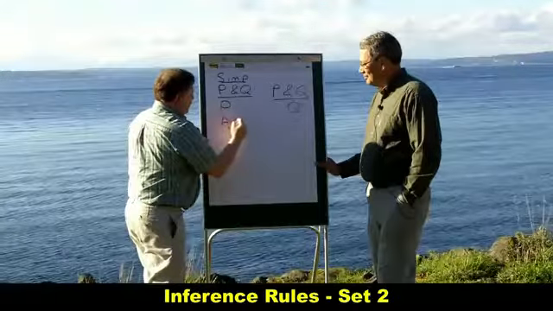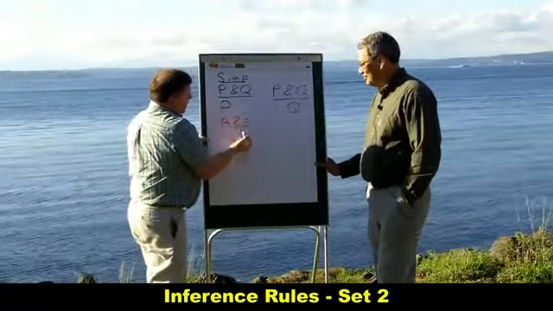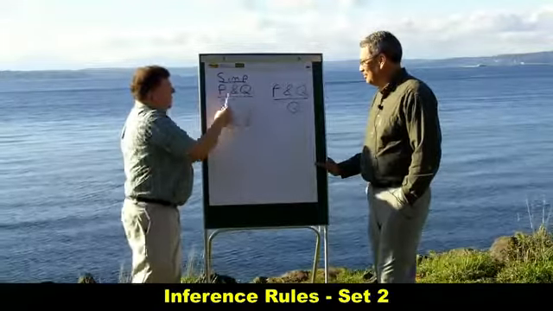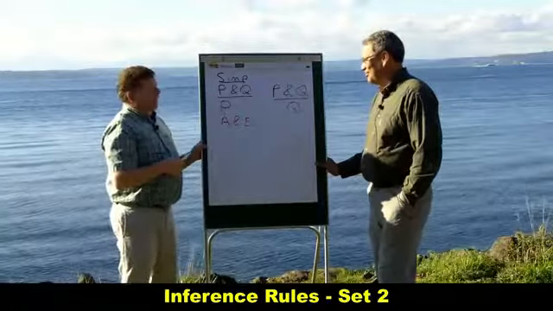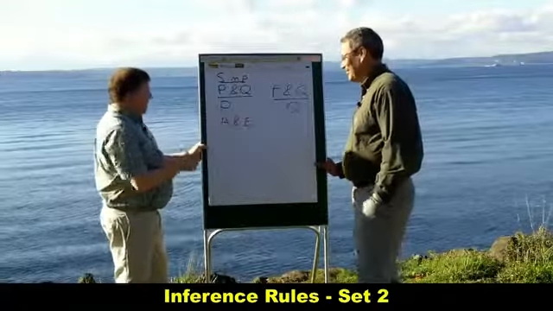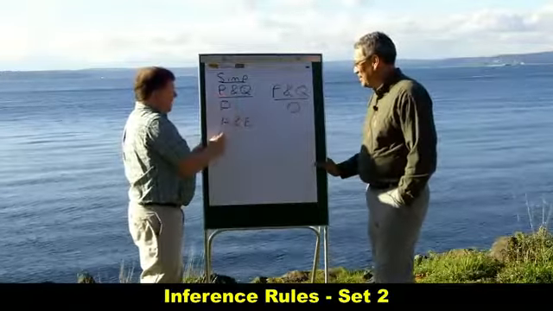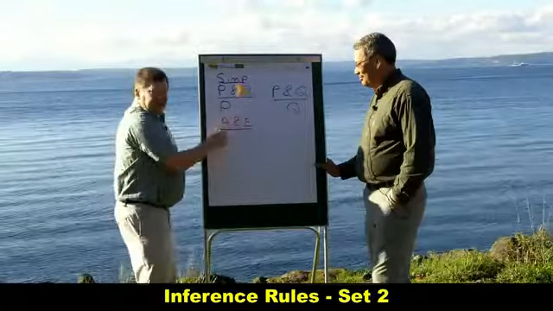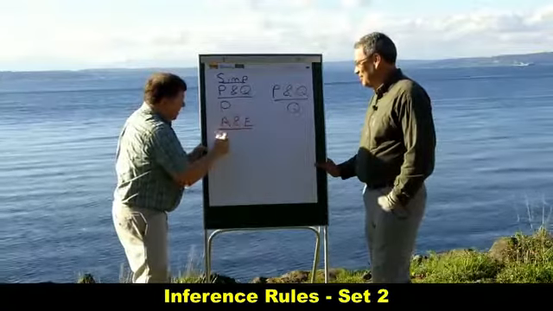Suppose I had a statement A ampersand E. Is that an instance of P ampersand Q? Yes. It fits the pattern. The P is replaced by the A. Q is replaced by the E. Okay. And then the rule says that from that I could infer the A.